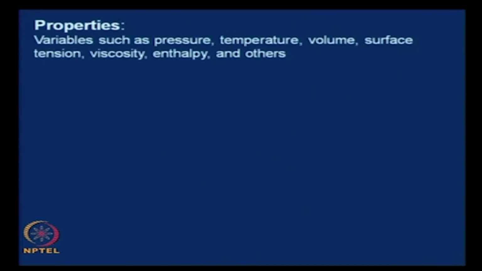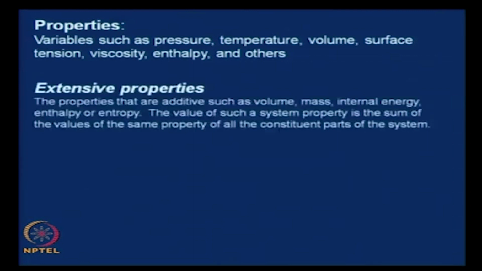The next concept that we would look at, review, is the concept of property. What exactly is a property? Properties are nothing but variables such as pressure, temperature, volume, surface tension, viscosity, enthalpy, and others of the system. It could refer to the system predominantly, of course it could refer to the surroundings also. There could be two types of properties, extensive properties and intensive properties.